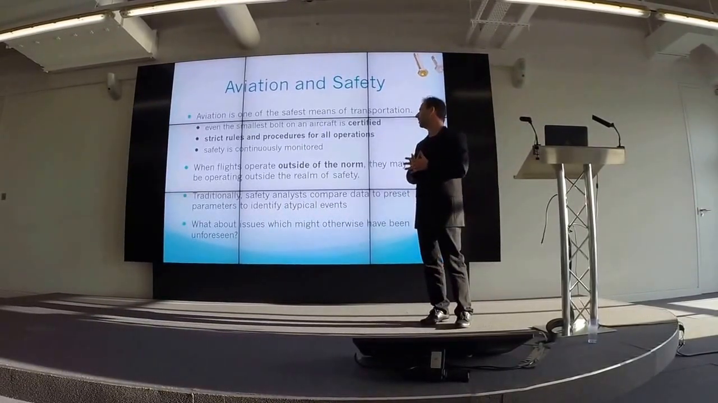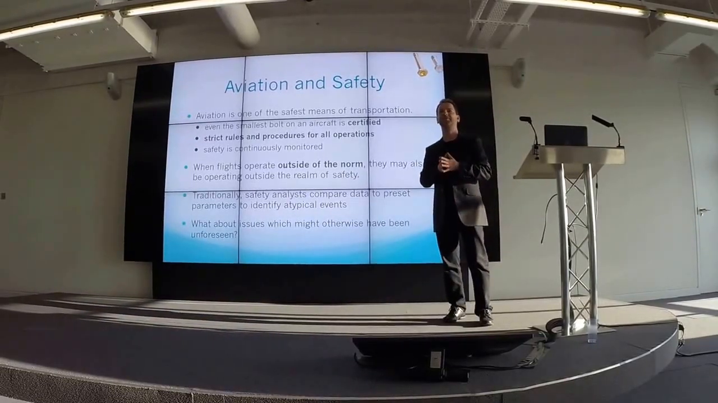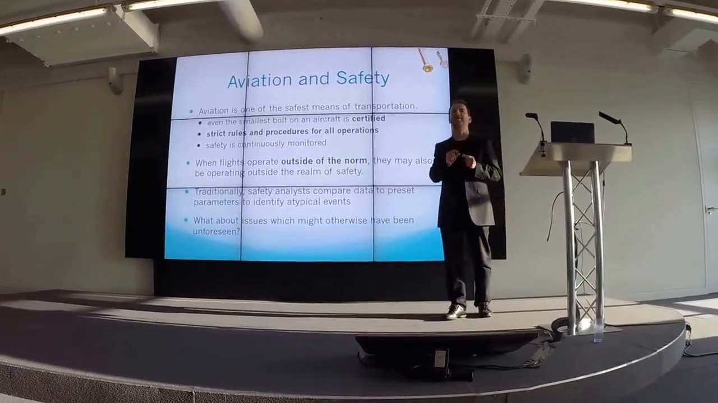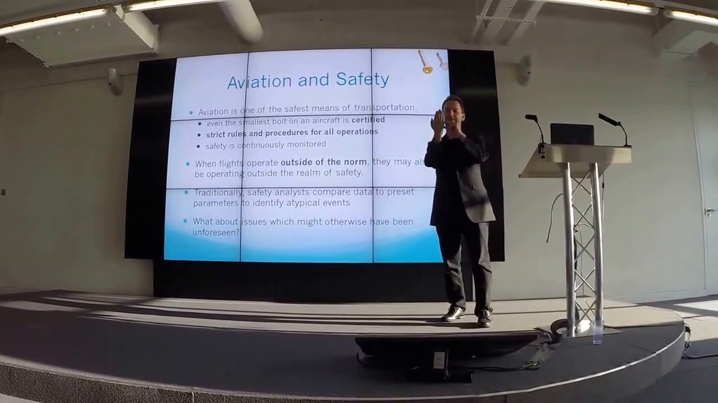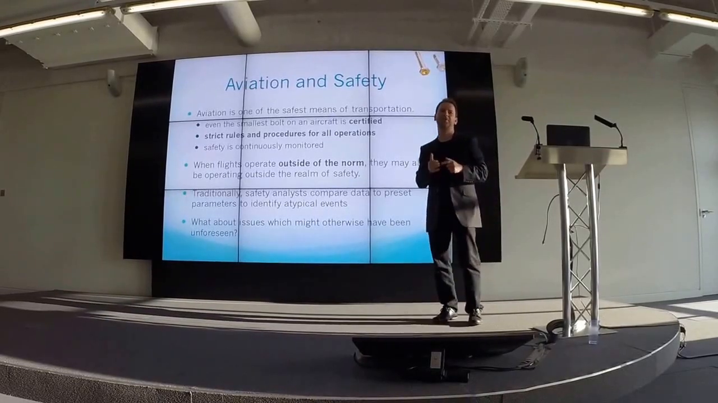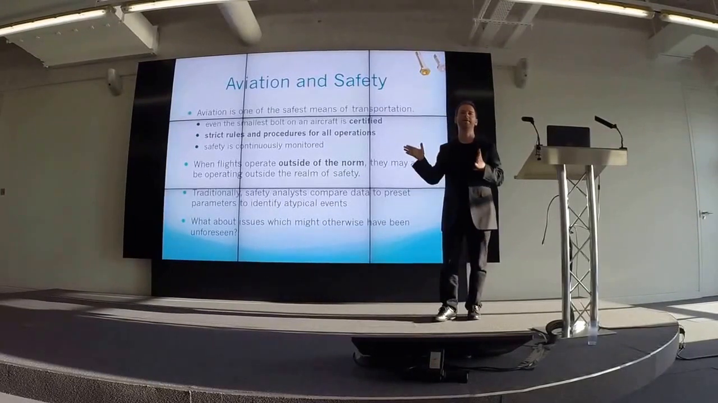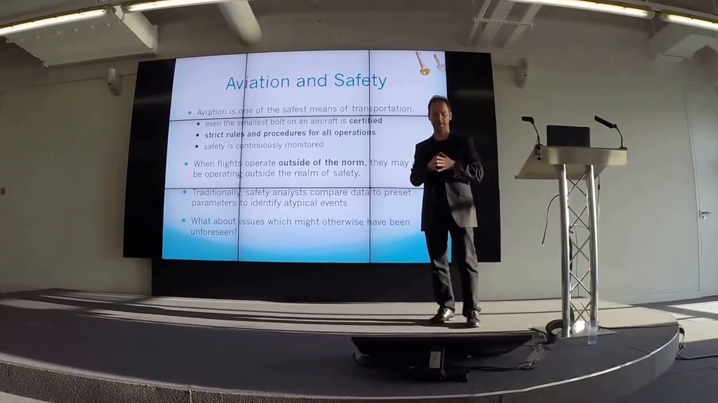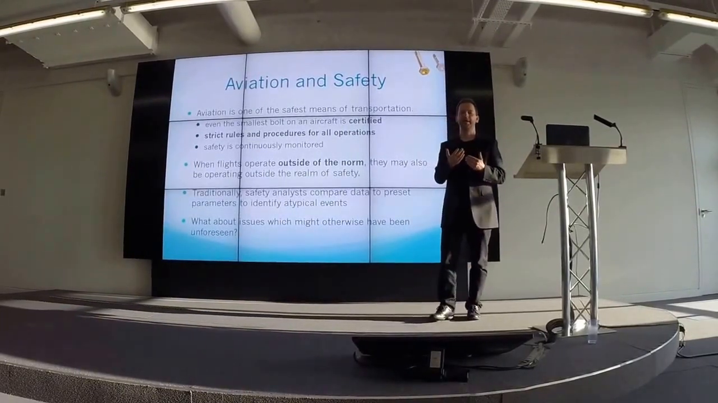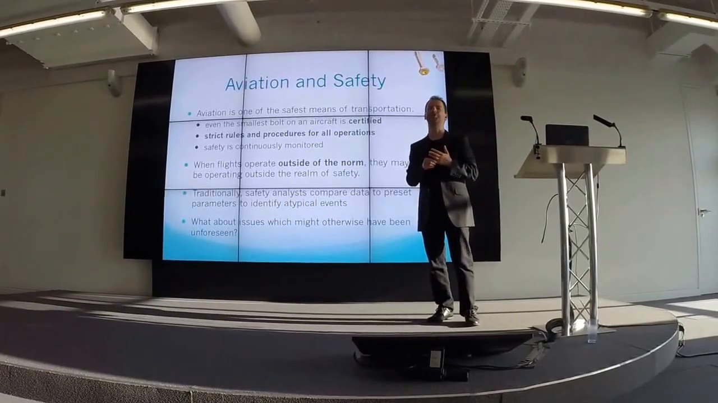Aviation, as you all know, is typically one of the safest means of transportation. Everything on an aircraft is certified, including the latest bolt. It has to come with its certification. There are very strict rules and procedures for all operations, and the safety is continuously monitored because one accident can create a lot of trouble. And they know that when flights operate outside the norm, there could be safety issues.